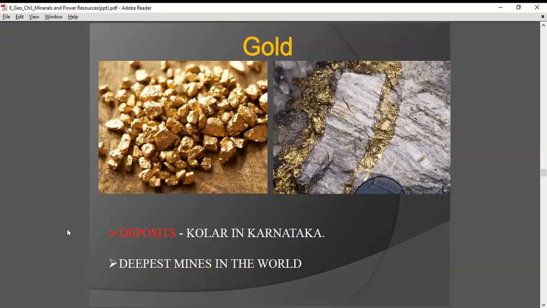And it is found in many states in India. Gold is found only in one place in India, that is Kolar in Karnataka. And Kolar incidentally has some of the deepest mines in the world for mining of gold.